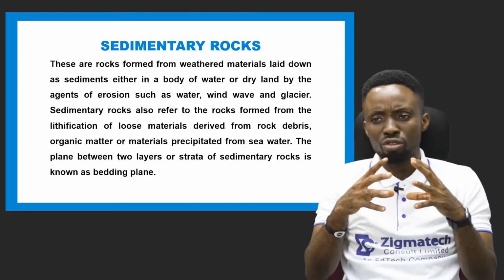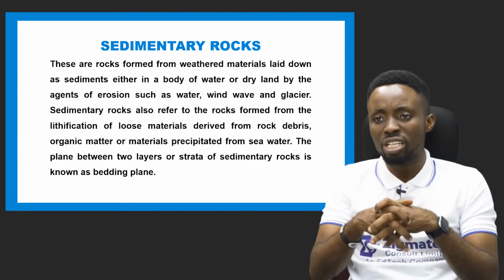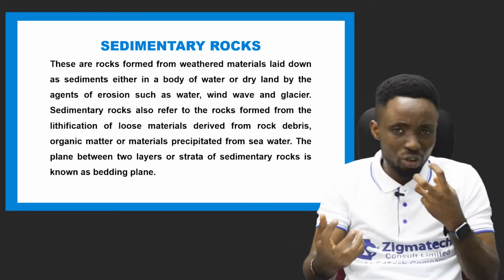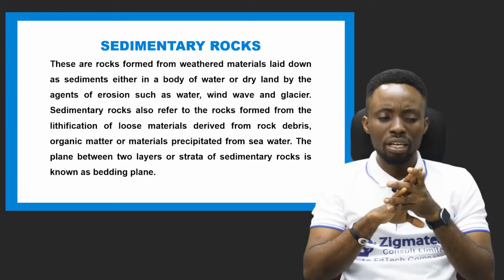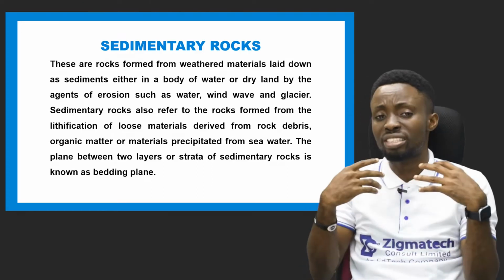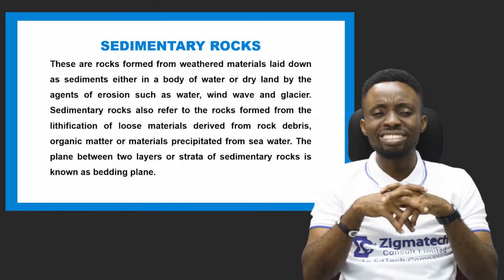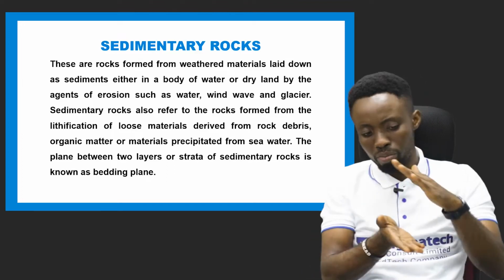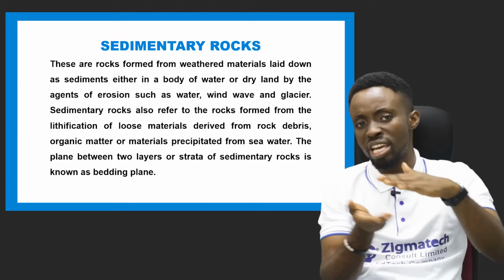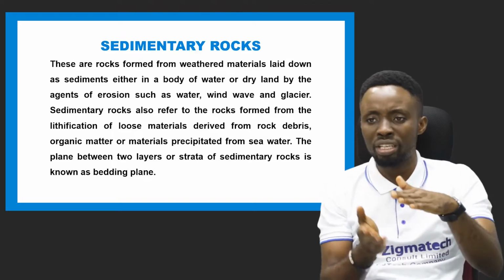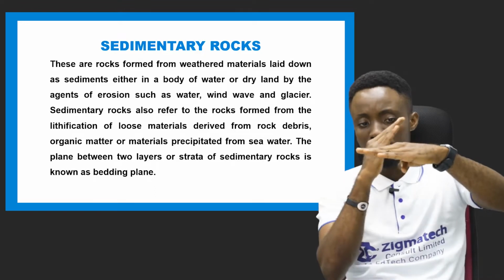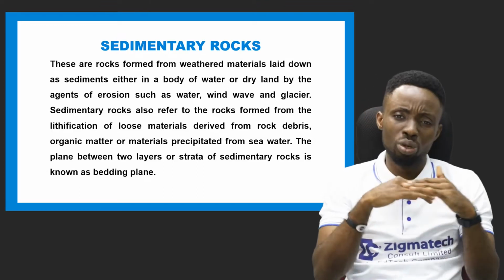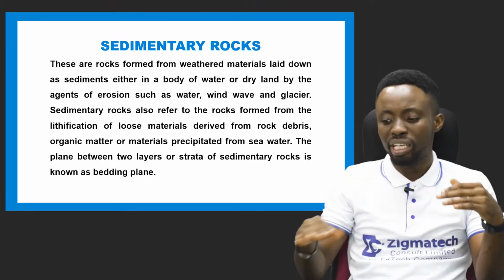So we can say that these rocks are formed from the lithification of loose materials that are gotten from debris, organic matter, or materials that originated from sea water. And one thing about the sedimentary rock is that they are stratified, or they occur in layers. The plane between two layers we call a bedding plane. The plane we have between a layer of sedimentary rock and the other layer of sedimentary rock is called a bedding plane. So they are lying along the bedding plane.